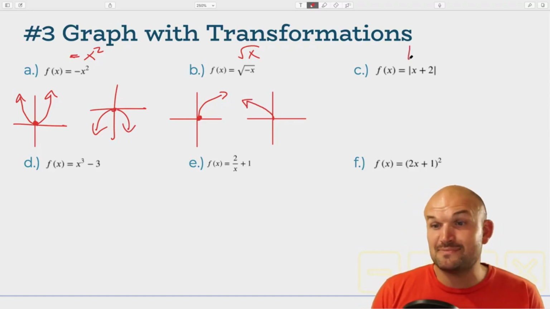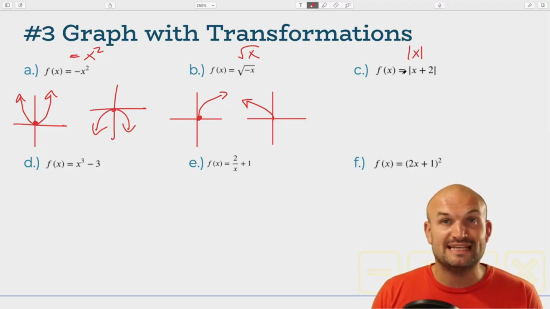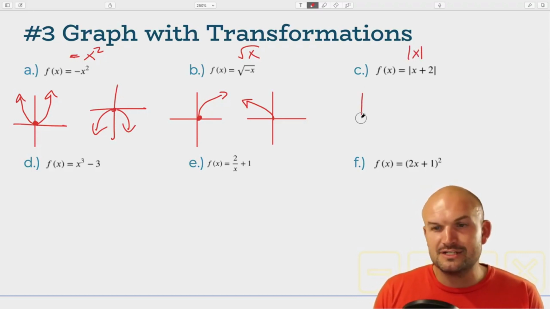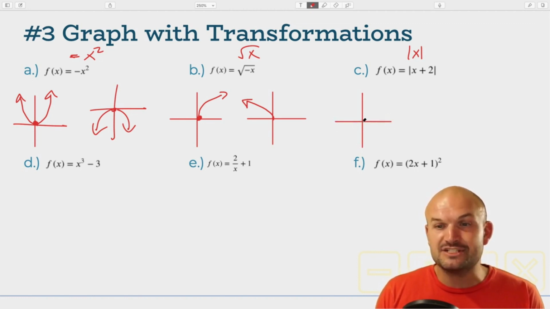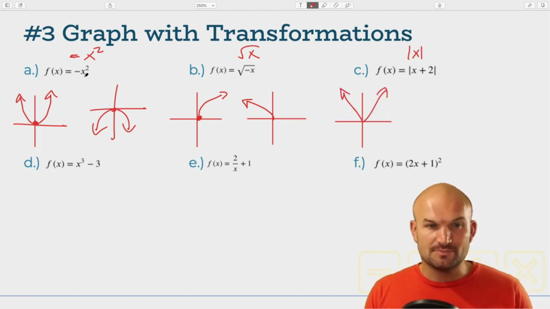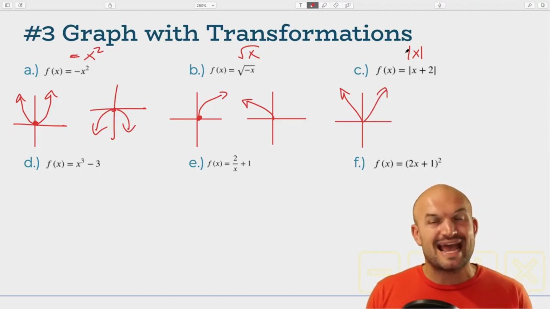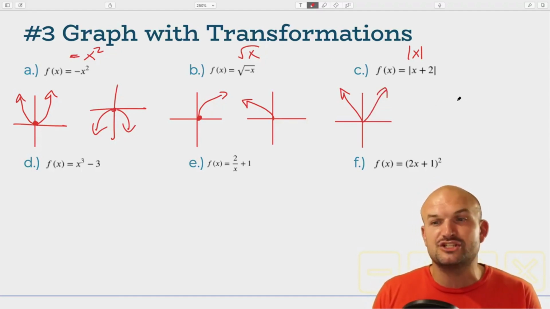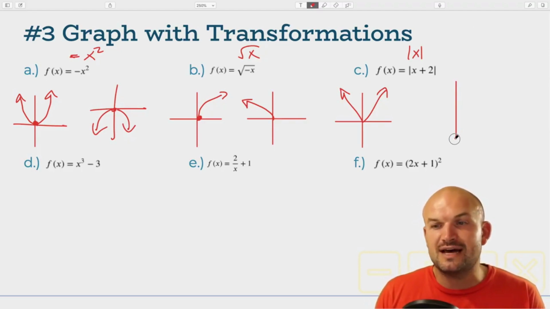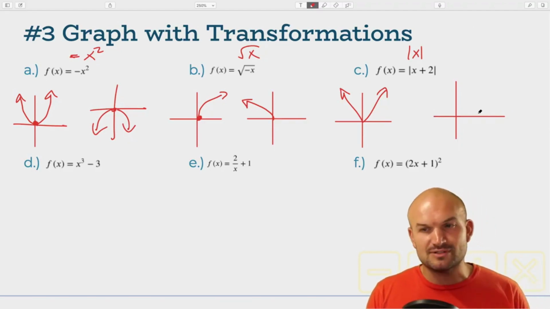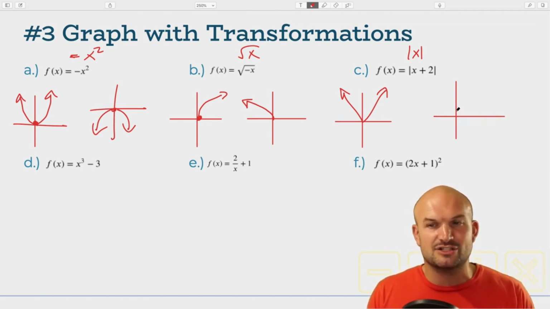The next graph is the absolute value graph, a lot of times what we call the V-shaped graph. And again, that just looks like a V. Now you can see that we are adding a 2 inside of the function, right? So we're not multiplying by negative. Now we're just adding 2. Well, what that's going to do is shift the graph 2 units to the left. Everybody wants to think it's 2 units to the right. But again, if you look at Desmos and graph that, you can see how it actually shifts it 2 units to the left.